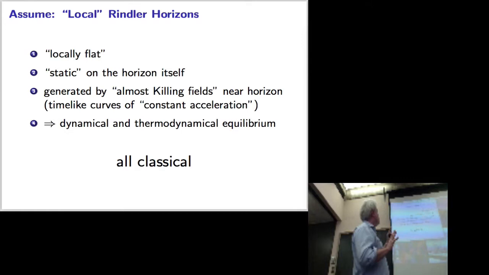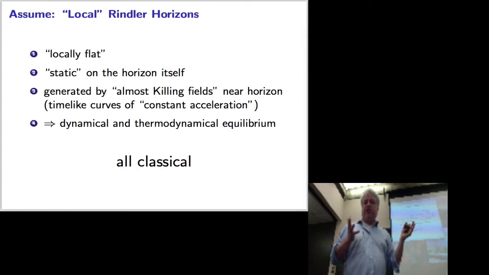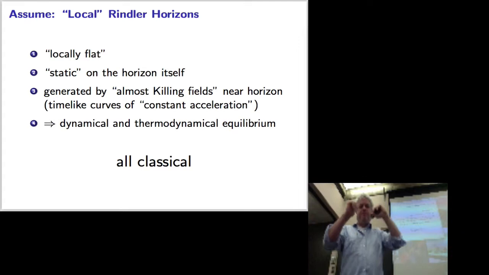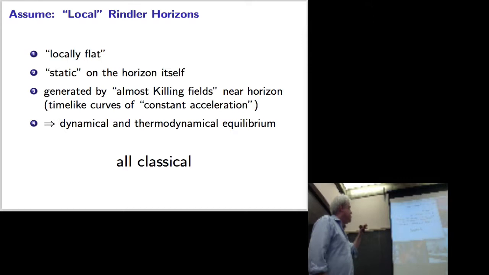These are time-like curves of constant acceleration. I put almost Killing field because, of course, we're not generically speaking in a spacetime with any Killing field. So one has to find a set of curves that lie very close to the horizon in some sense or other that one can almost make precise, but is quite problematic. I'll talk about that later. It looks like the boost Killing fields in Minkowski spacetime that bunch up against the ordinary Rindler horizon in Minkowski spacetime. All of these together characterize the notion that the horizon is essentially in a state of both dynamical and thermodynamical equilibrium. This is all classical.